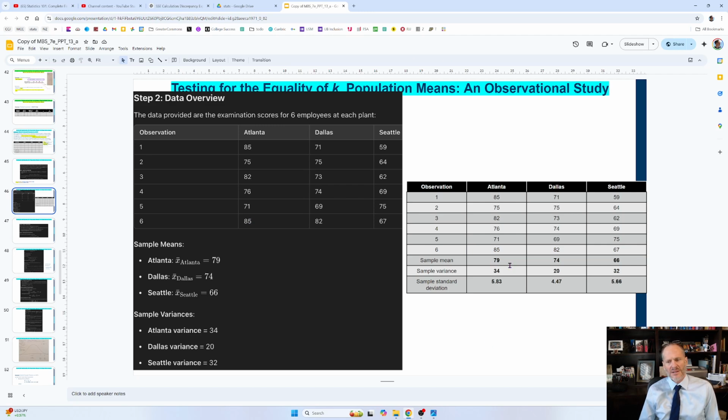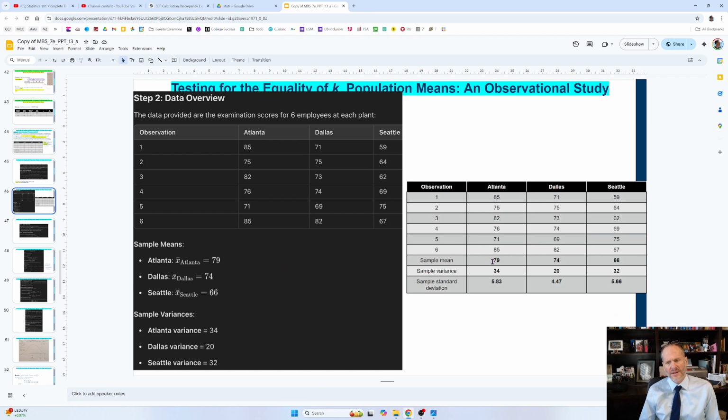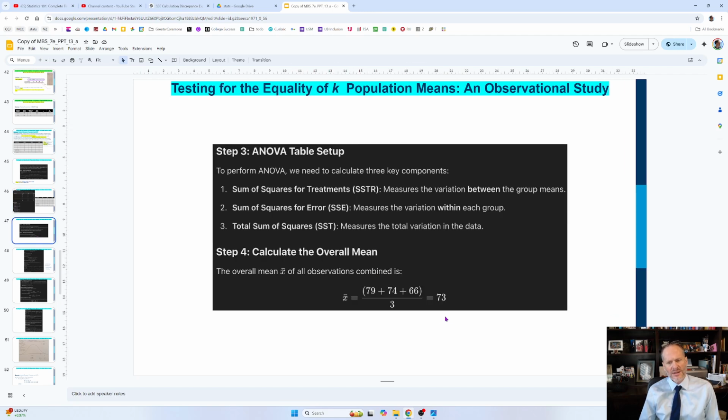So then the sample means are 79, 74, 66, and the variances are 34, 20, 32. So that's all cool, right? There's the data overview. And then we're going to do step 3, perform ANOVA. We need to calculate the 3 key components: the sum of squares for treatment, the sum of squares for error, and the total sum of squares. And then calculate the overall mean of all observations combined: 79, 74, 66. Add those up, divide by 3, we get the overall mean of 73.